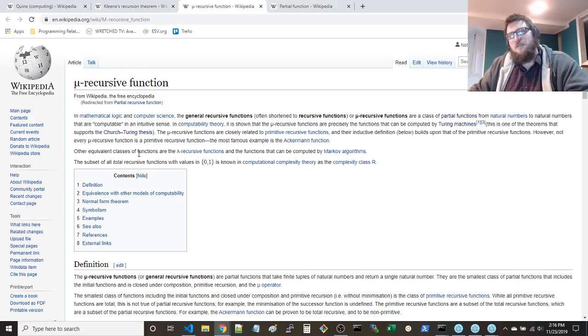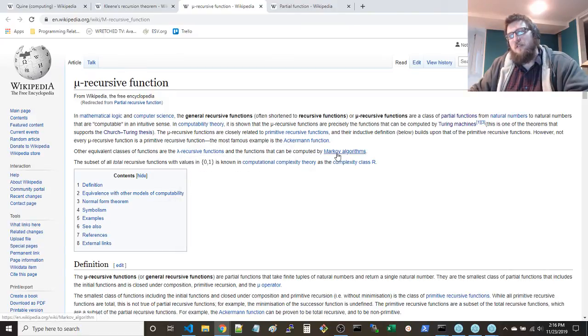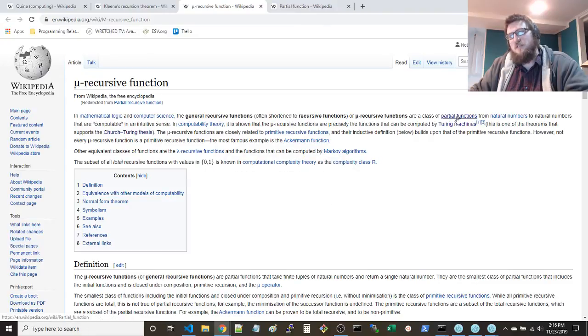Other equivalent classes of functions are the lambda recursive functions and the functions that can be computed by Markov algorithms, which is not the same thing as Turing machines. I don't really understand, but okay. The subset of all total recursive functions with values in 0, 1 is known in computational complexity theory as the complexity class R. Total recursive functions. I don't know what that means.